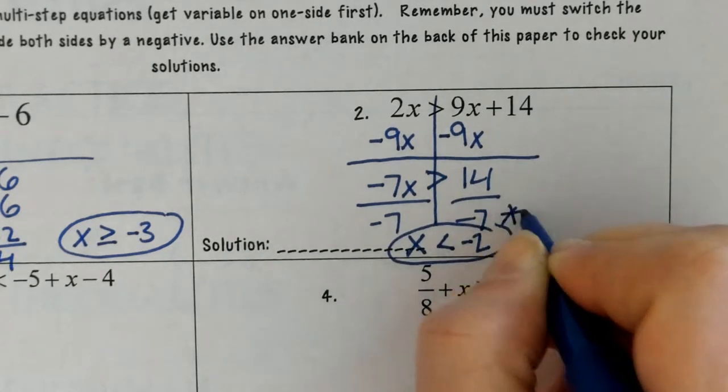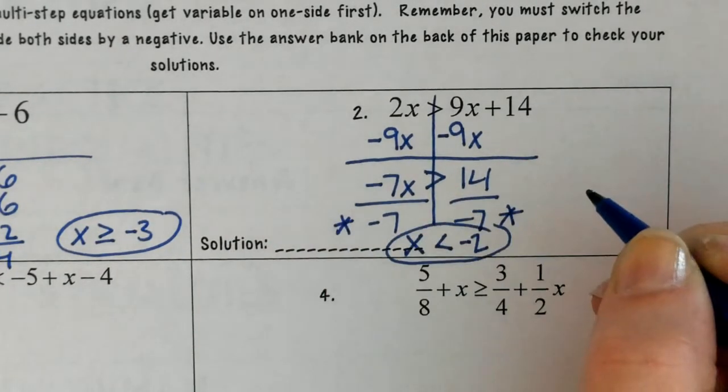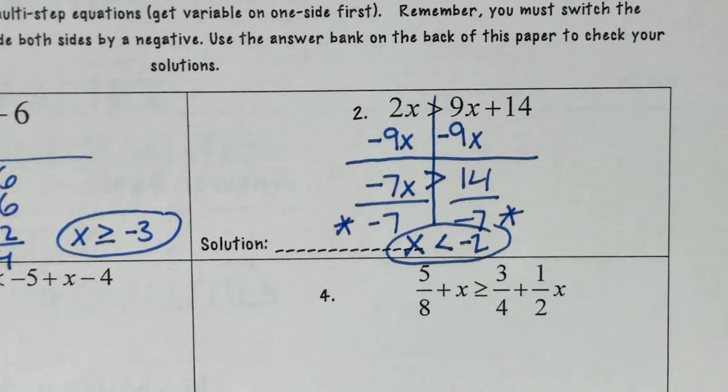The number I'm dividing by is negative, that negative 7. Since that number is negative, we flip the sign.